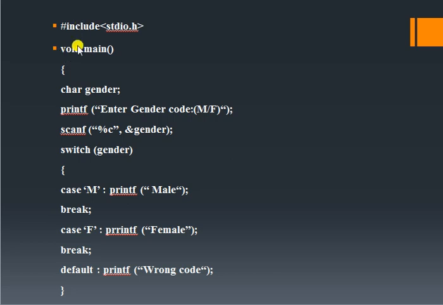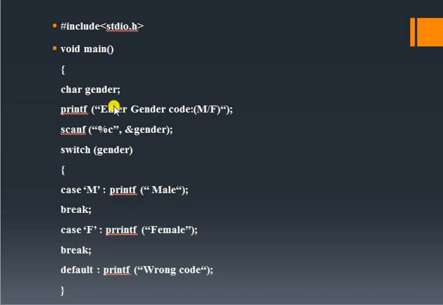Here we are including hash include stdio.h, then void main, then we are declaring the character variable, char gender. Then printf enter gender code, M or F, then scanf %c ampersand gender. So what will be the output? The screen will display enter gender code. Then we have to enter M or F.